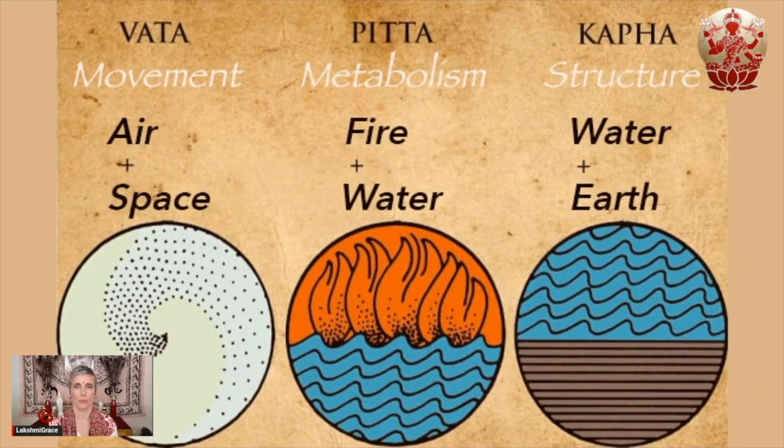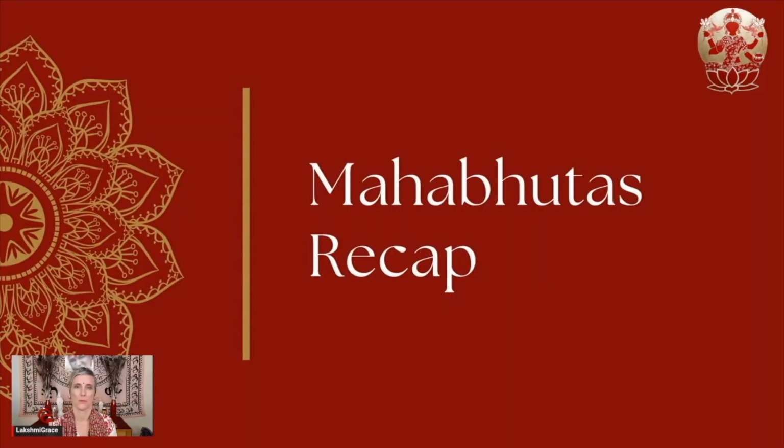The 3 doshas are derived from the 5 elements, and the 5 elements organize themselves into 3 essential principles of life, which are movement, metabolism, and structure. And in Sanskrit, these principles are called Vata, Pitta, and Kapha. Movement, metabolism, structure, Vata, Pitta, Kapha. And we'll start with an overview of the 5 elements. So let's just talk about that, refresh our memories.